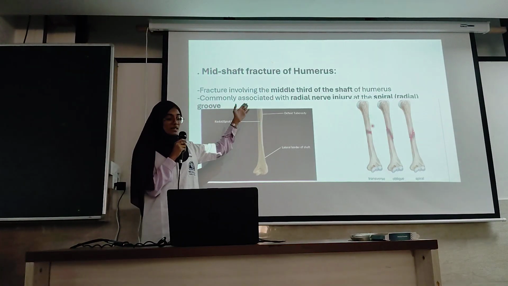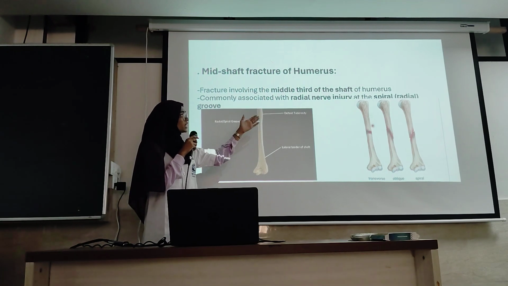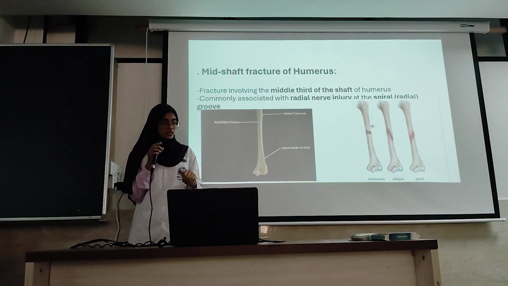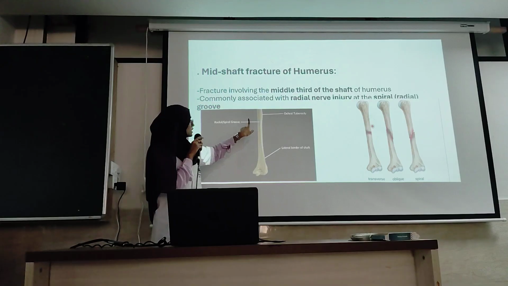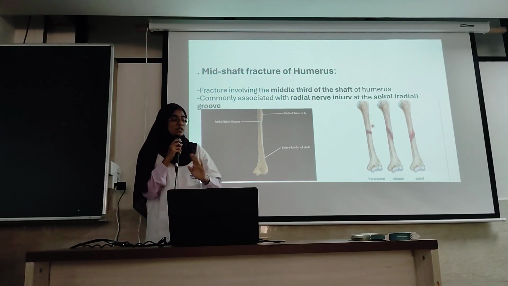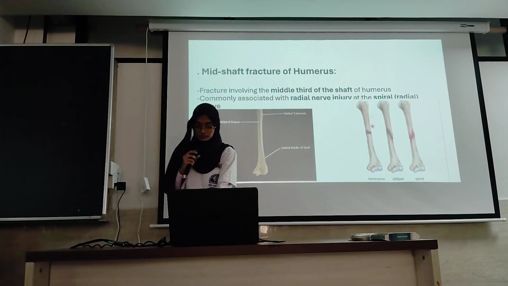Fracture involving the mid-third of the shaft of the humerus is commonly associated with a radial nerve injury, as at the posterior surface of the humerus there is a radial groove where the radial nerve lies. So it is commonly associated with radial nerve injuries. The fractures can be either transverse, oblique, or spiral.